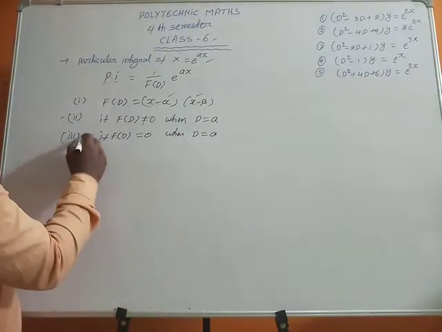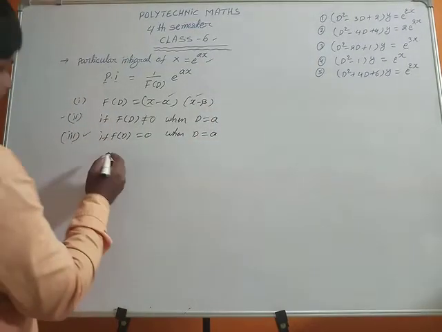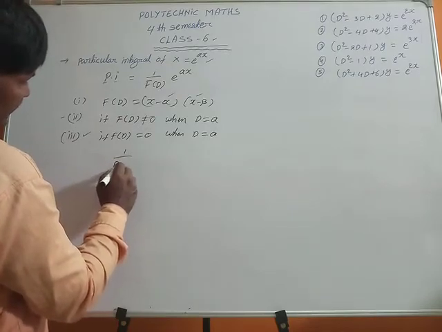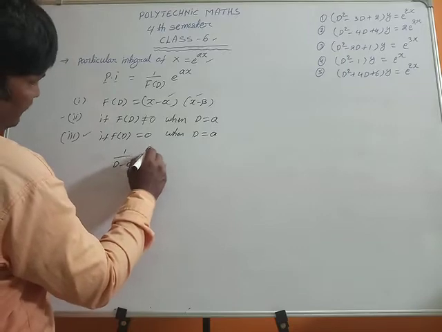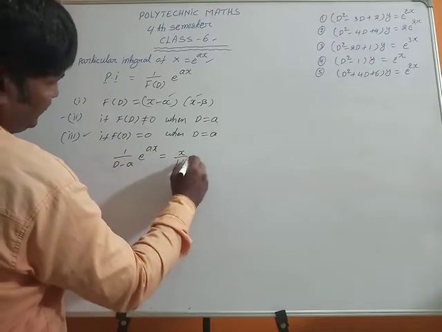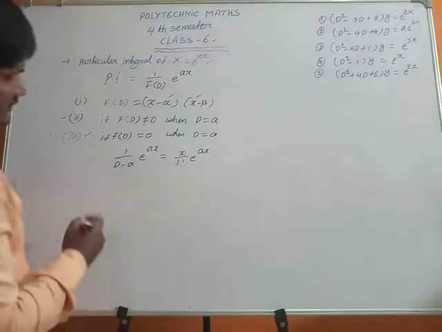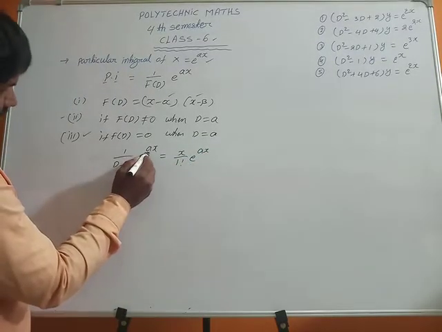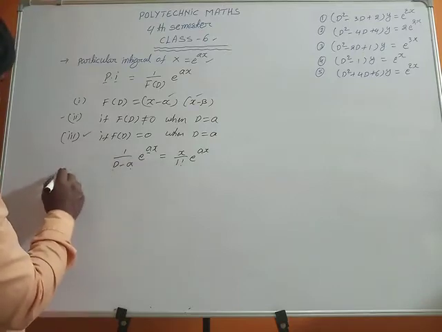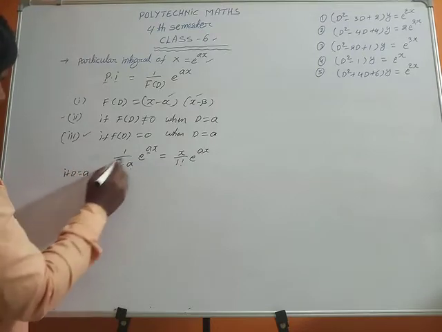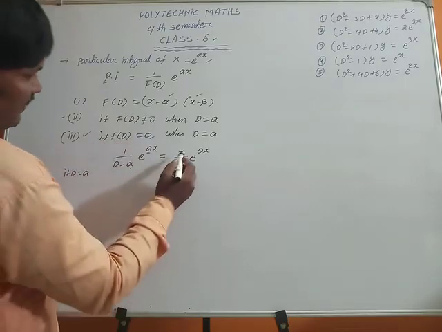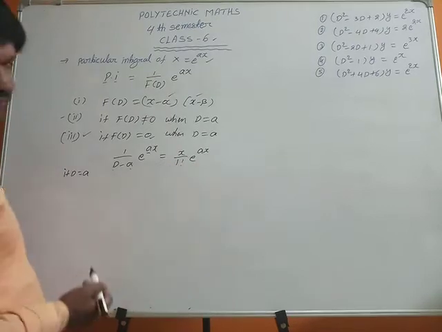In this third case we have to write 1 by D minus a into e to the power of ax is nothing but x by 1 factorial into e to the power of ax. We substitute the value a in the denominator D minus a. If D is equal to a, the denominator is 0, that means f of D equal to 0. Then the value is x by 1 factorial into e to the power of ax.